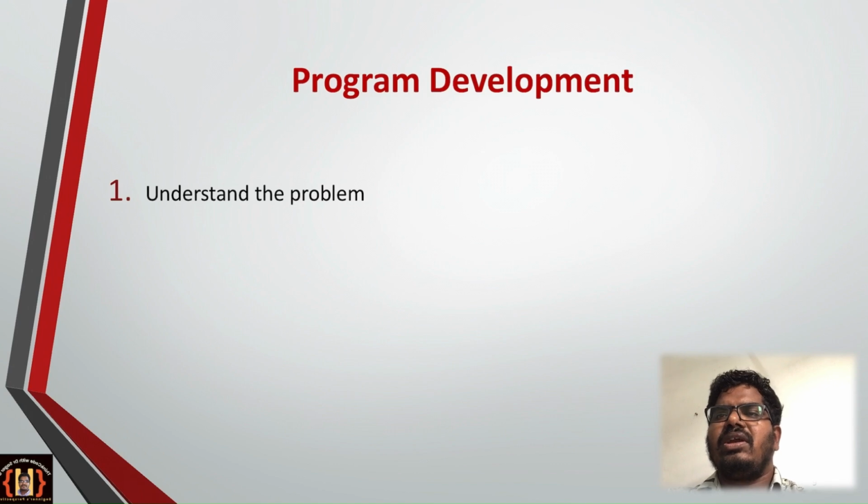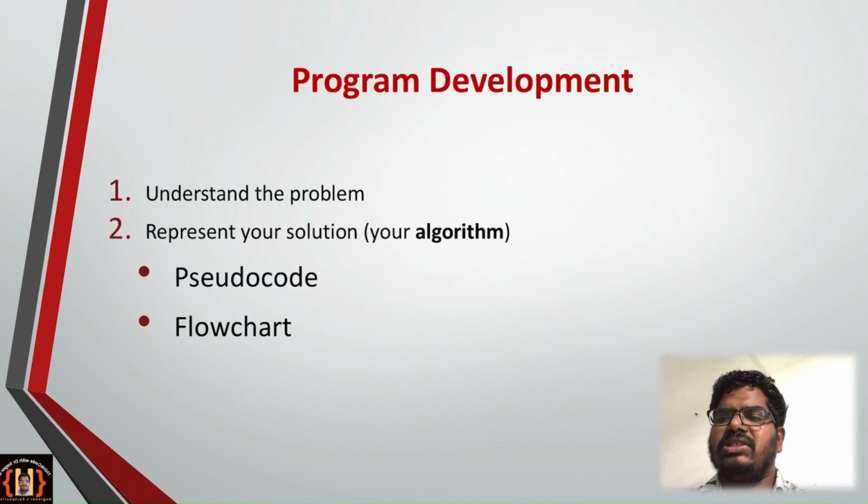Now, when you are developing a program, you will have to follow some set of steps. First, you have to understand the problem. That means what input it is taking, what it is supposed to solve, and what output we are expecting from this algorithm. These are the understanding about the problem. Next, once you understand the problem, we have to represent our solution, which we call an algorithm, in terms of a pseudocode or flowchart. Don't worry, I'll explain what pseudocode and flowchart are.